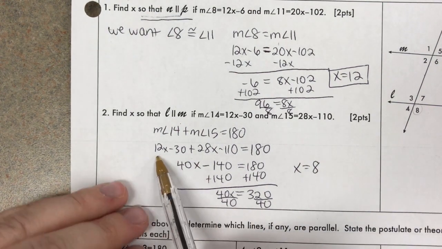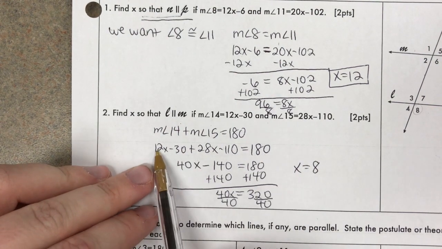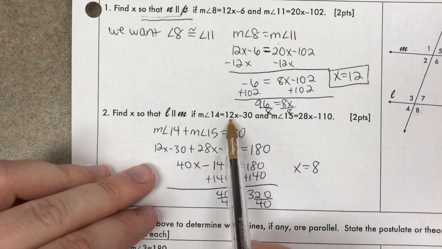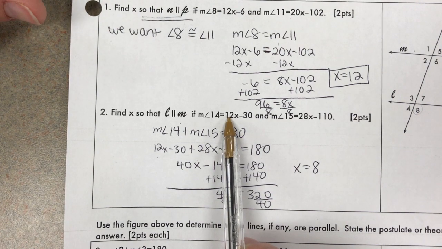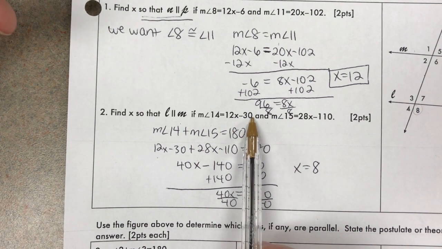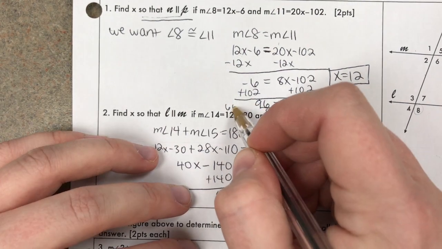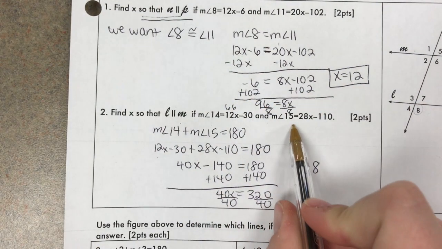X is equal to 8. And we can check again just to make sure this works. So 12 times our 8, which is our x, is 96, and 96 minus 30 gives us 66 for that angle right there, and so we want this angle to be supplementary.